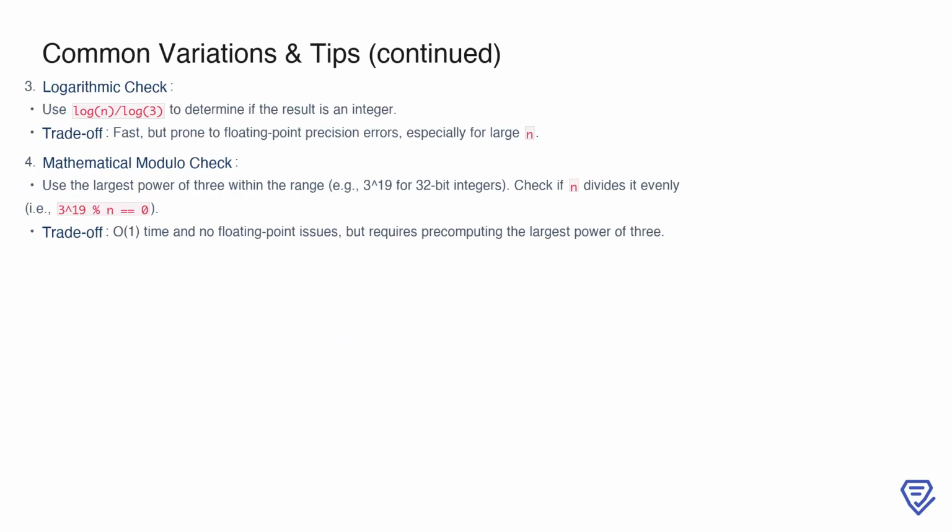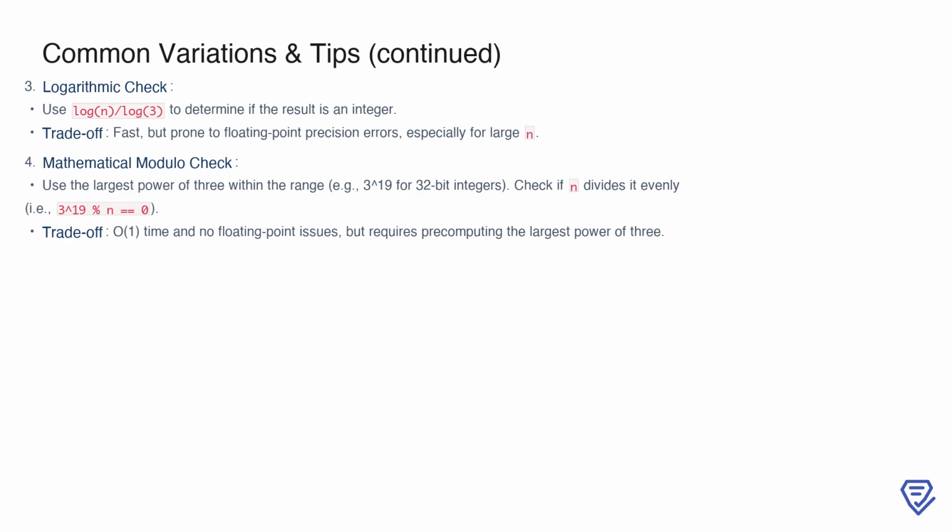Another approach is to use a logarithmic check. By dividing the result of log n by log 3, you can determine if the outcome is an integer. This method is very fast, but it's prone to floating point precision errors, especially for large values of n. To address this, make sure you account for rounding inaccuracies when performing the calculation.